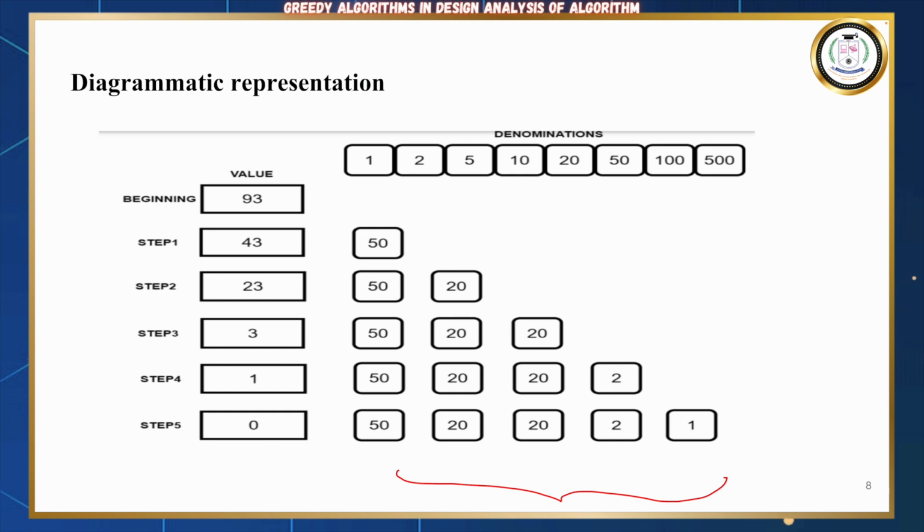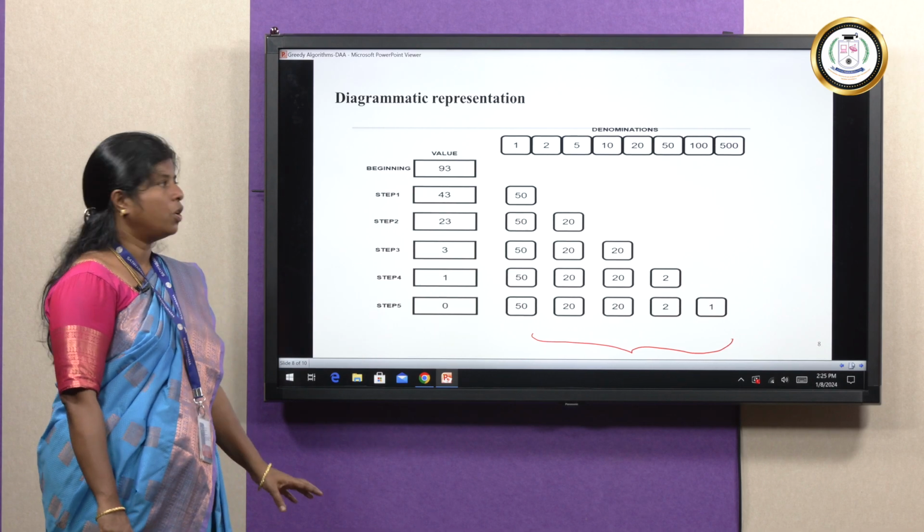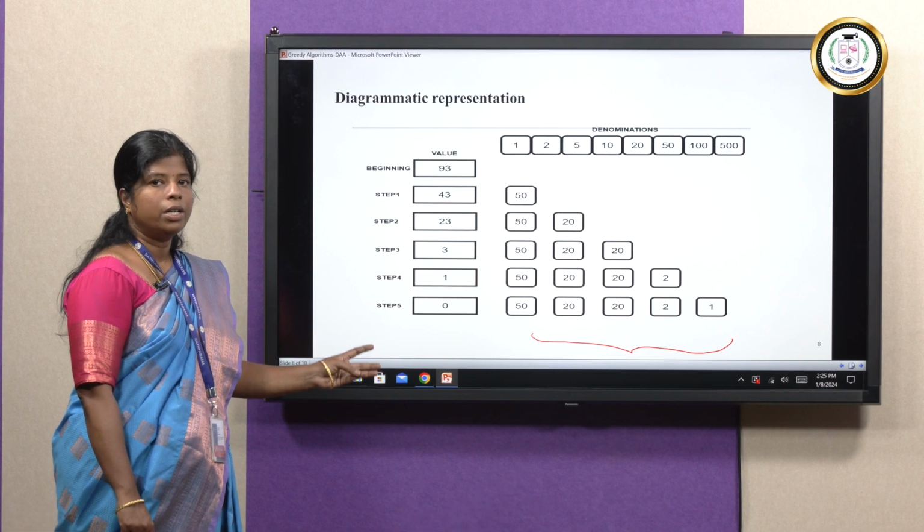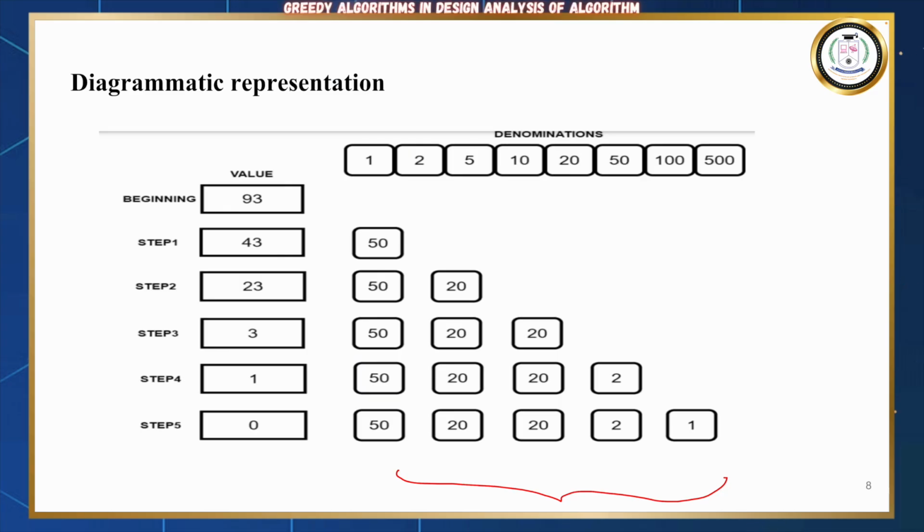To achieve 3, I finally pull out 2 and 1. Finally, the result 0 is achieved. So these are the optimal solutions. To achieve 93, the feasible solution is 50, 20, 20, 2 and 1.